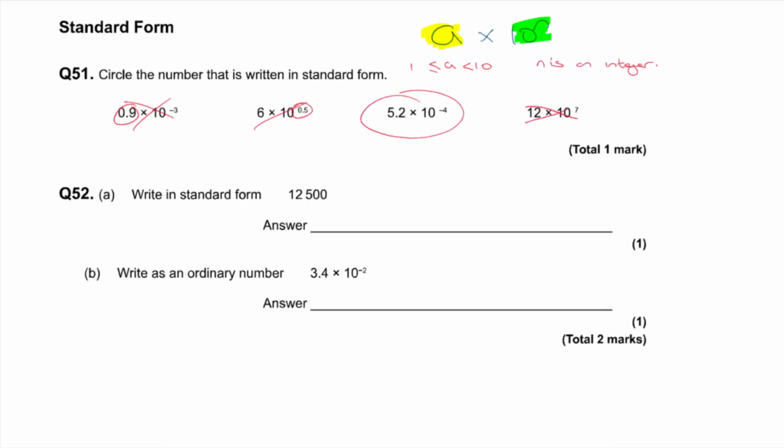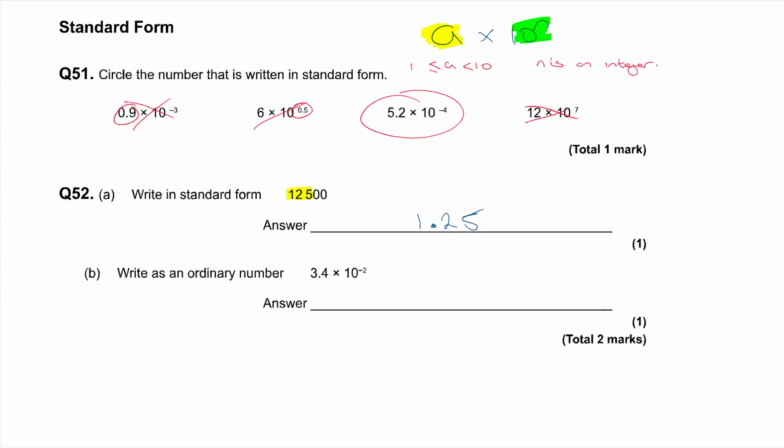Question 52. Write in standard form 12,500. Okay, so you're going to take the digits of your number, 1, 2, 5, and write those down, and you're going to plonk the decimal point somewhere in that number so it ends up as a number between 1 and 10. So the place it needs to go is there.